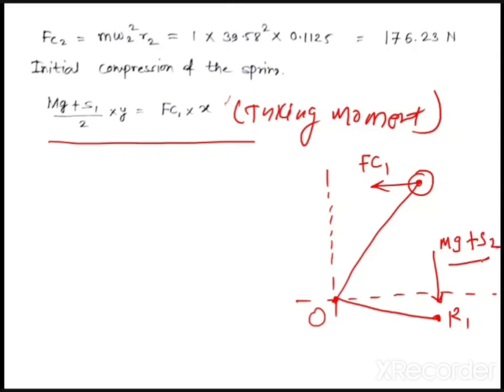At this point the force acting is mg plus H2 divided by 2. What is this distance? x. What is this distance? y. Now they said to neglect the obliquity effect, so there is no need to consider mg. So taking moments, you are getting mg plus S1 into y is equal to FC1 into x. Very simple. So from this you are getting S1.